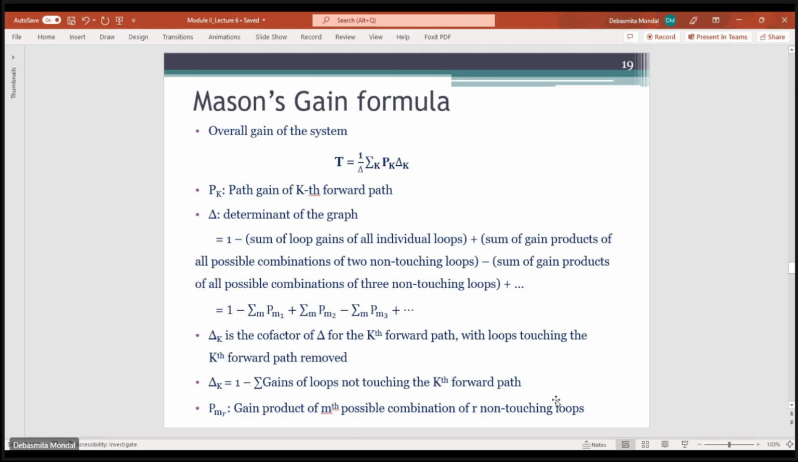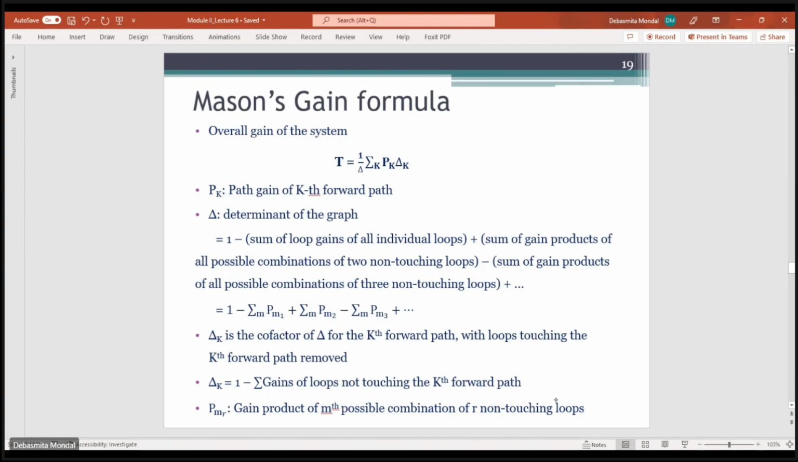So T is basically the overall gain of the system. Pk, P suffix k, denotes the path gain of the kth forward path. So if your system has multiple forward paths, then for each forward path, the gain of that forward path is given by Pk, and then delta is basically the determinant of the graph. So how do you find the determinant of the graph? First of all, the expression goes like this: delta is equal to 1 minus summation, sum of all the loop gains of individual loops.